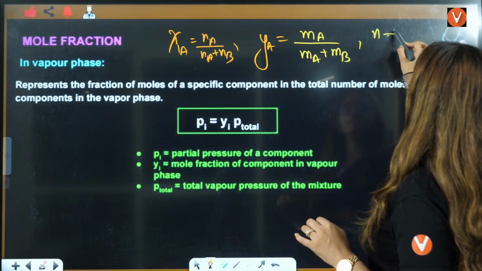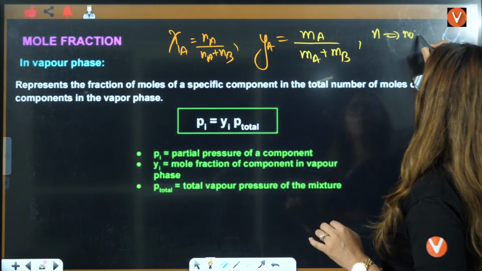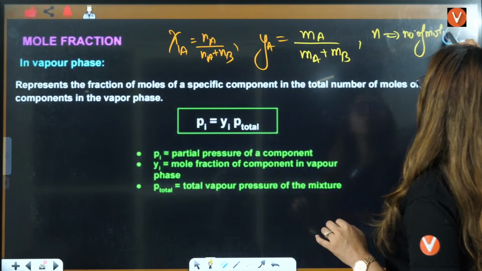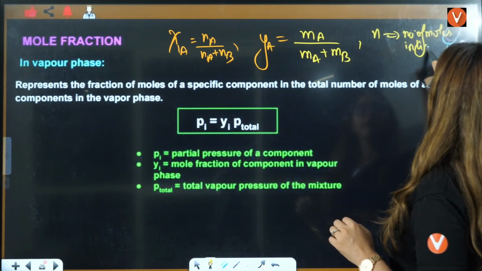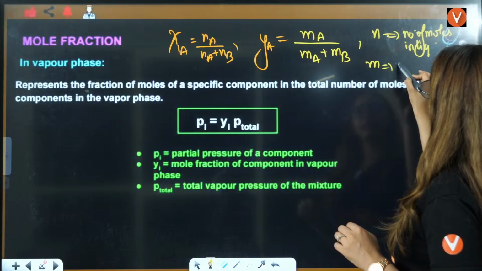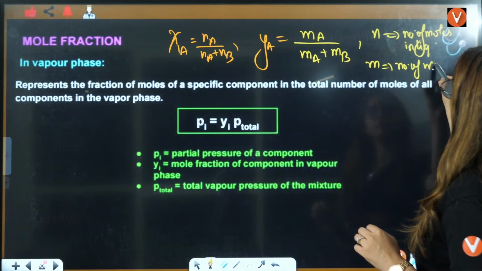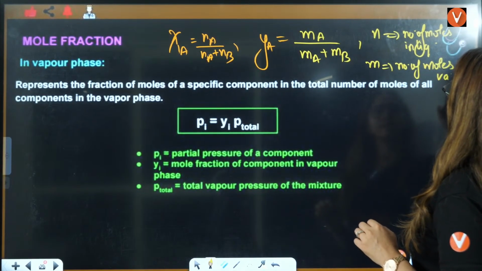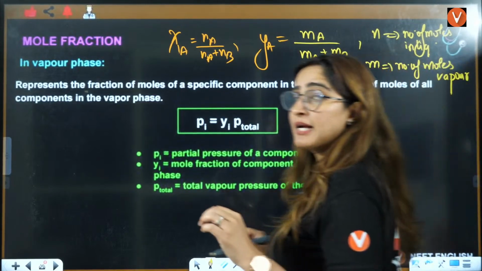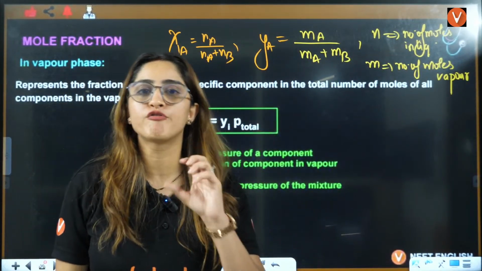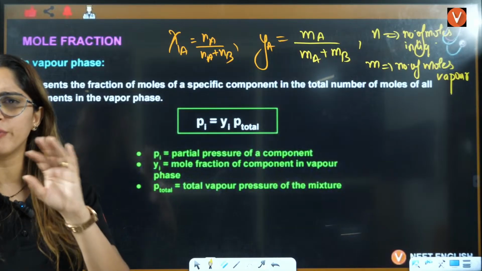Because N is representing the number of moles in the liquid phase, and M is representing the number of moles in the vapor phase, right? That is the genuine definition.